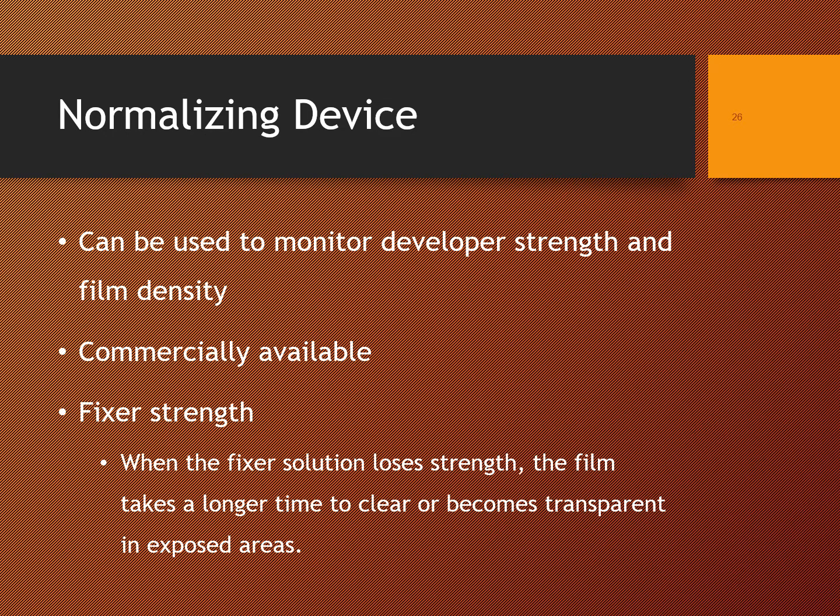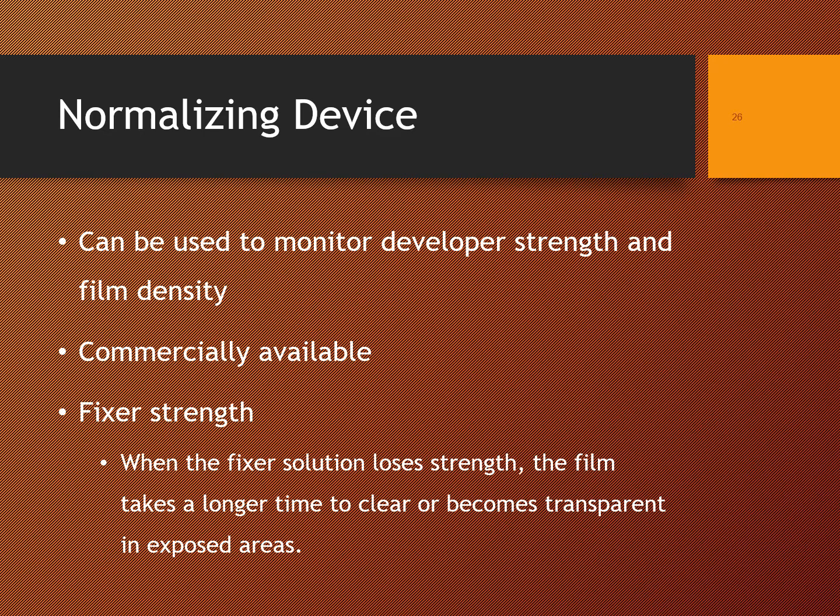So you can actually also use a normalizing device. It's just a monitor that you buy. It's commercially available. Fixer strength. When the fixer solution loses strength, the film takes a longer time to clear or becomes transparent in exposed areas. And so a fixer should actually be able to clear a film within 2 minutes without shaking it around.